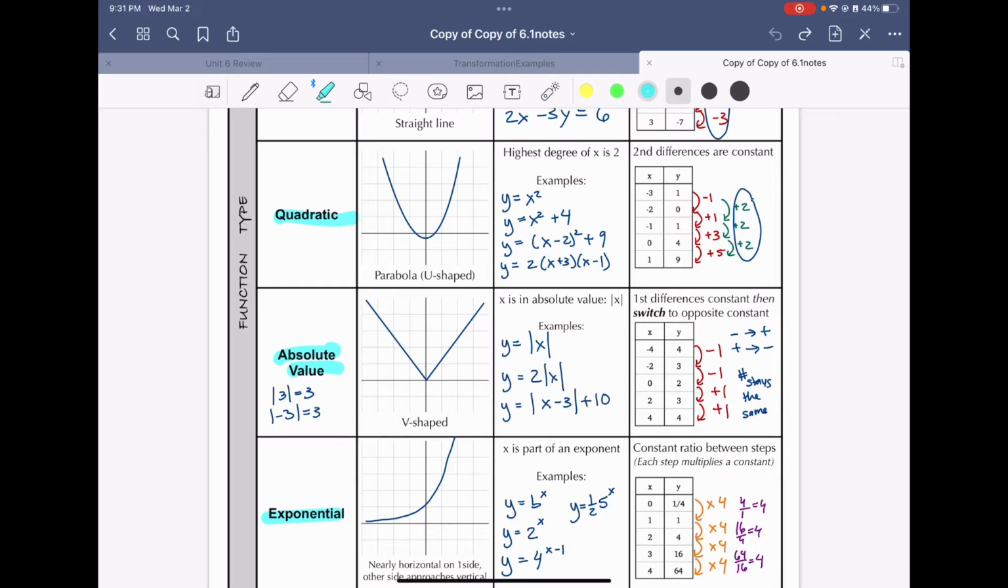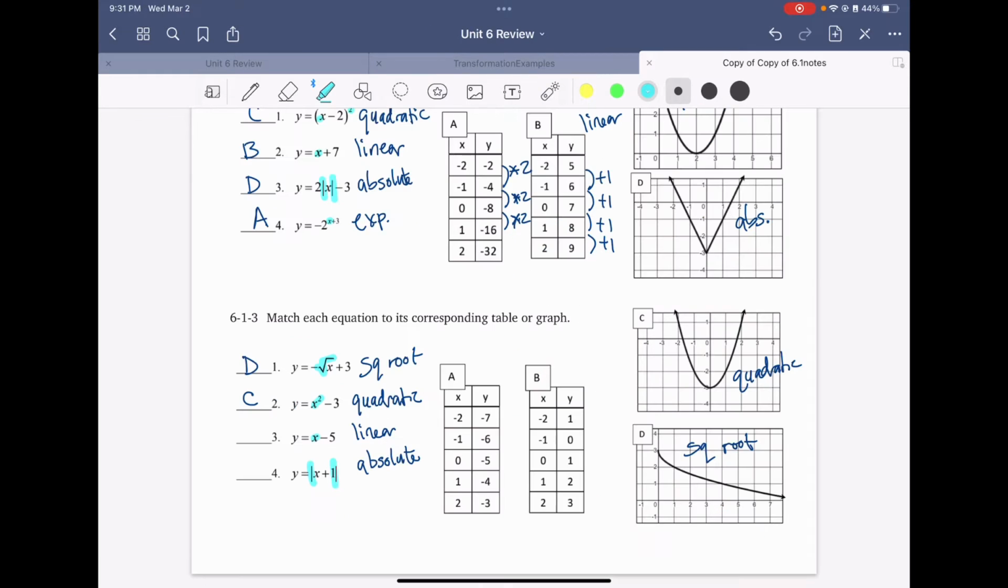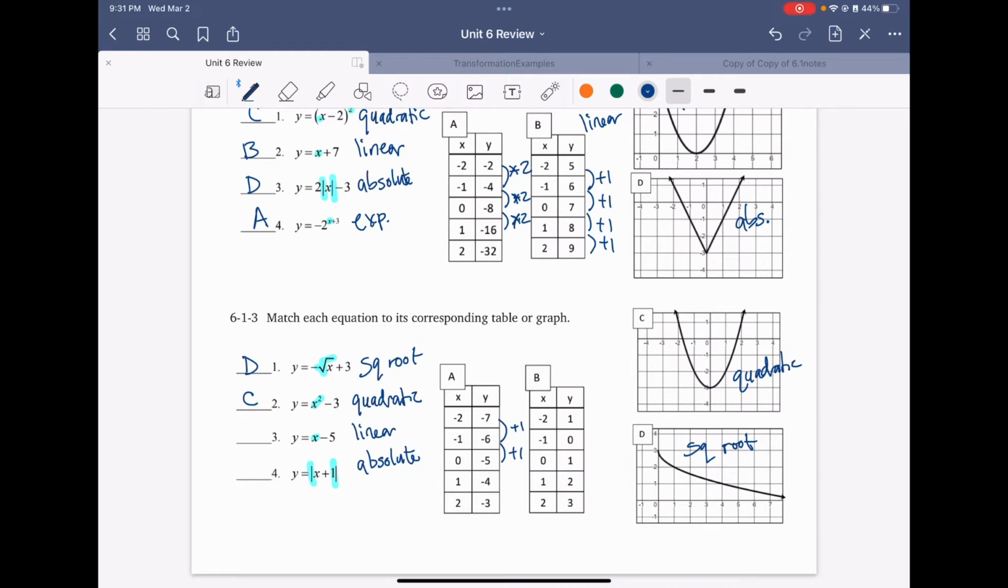So the number will be the same in both cases, but in one of them, our signs are going to change. So let's go ahead and find our differences on both of these. So -7 to -6, I add 1. To get from -6 to -5, I add 1. From -5 to -4, I add 1. And from -4 to -3, I add 1. So I think that's my linear one.